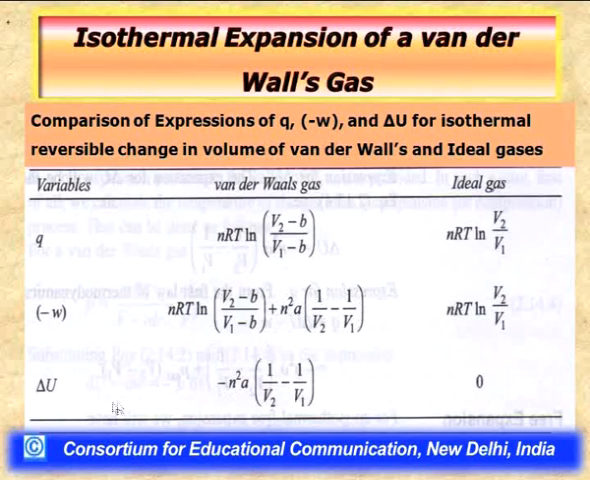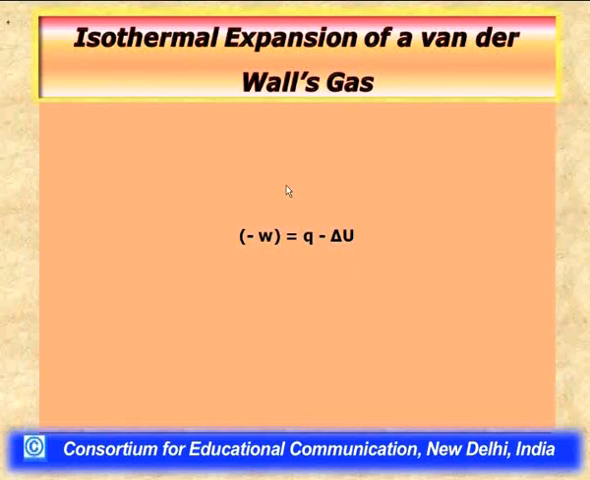So, the first term in the minus W expression is heat Q, and the second term is delta U with a negative sign. Since delta U is minus n square a (1 by V2 minus 1 by V1), multiplying it with a minus sign makes it plus n square a into (1 by V2 minus 1 by V1). So, basically for isothermal expansion of a van der Waals gas, we have minus W equal to Q minus delta U. Now, this equation has an important implication.